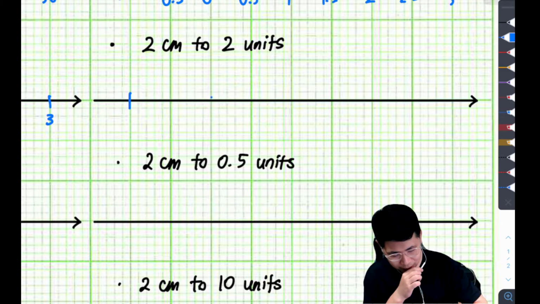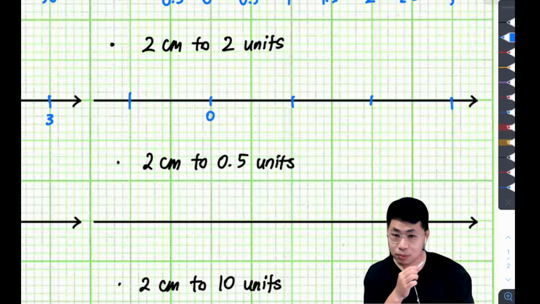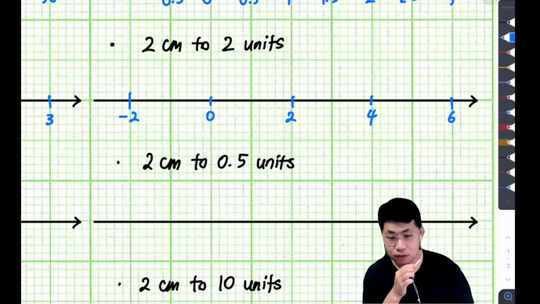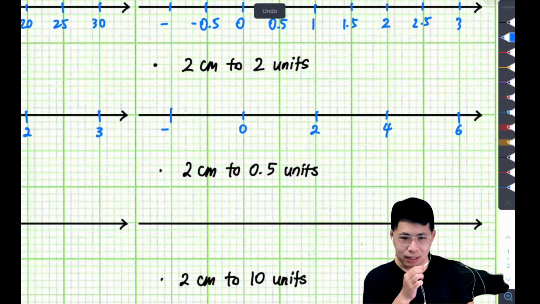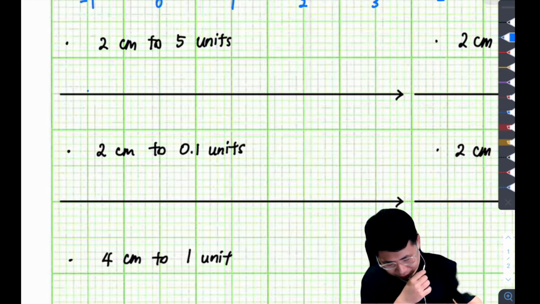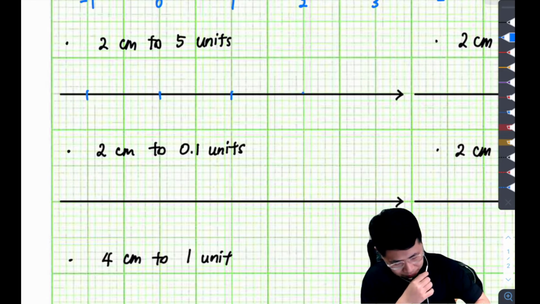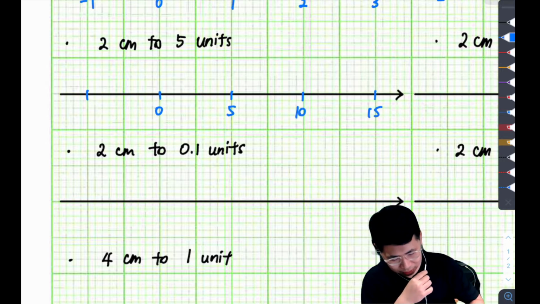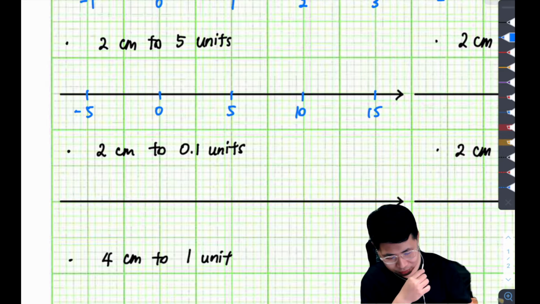Alright, next one. Let's take a look at the next axis, 2 cm to 2 units. So I will have something like this, right? 2 cm marks over here. Let's say if I start from 0, 2 units next would be 2, 4, 6. And 2 units before, negative 2. Right? So I guess you get the hang of it, yeah? So let's move on, 2 cm to 5 units. Same thing. The gaps are 2 cm wide, right? We have 0, 5, 10, 15. The other way, negative 5.